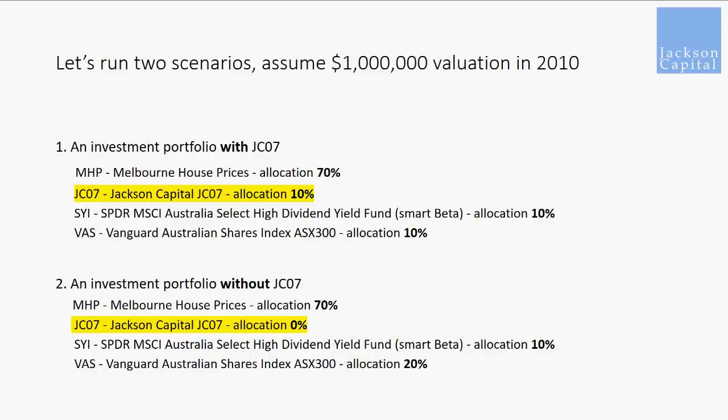We're running two scenarios assuming a $1 million valuation in 2010. So Melbourne house price being 70% of your portfolio, Jackson Capital being 10% of your portfolio, SYI fund, high dividend yield fund, 10%, and VAS, Vanguard Australian Shares, at 10%. That's scenario one. Scenario two is exactly the same, but I've put the 10% of Jackson Capital with the VAS.